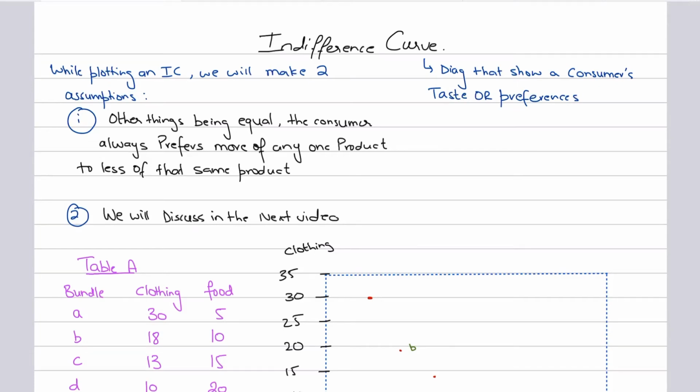Now, we know that the basic assumption about consumer motivation does not differ between indifference analysis and the cardinal utility theory, right? So we know that consumers try to maximize their satisfaction by allocating a given budget between various goods and services that they wish to buy.